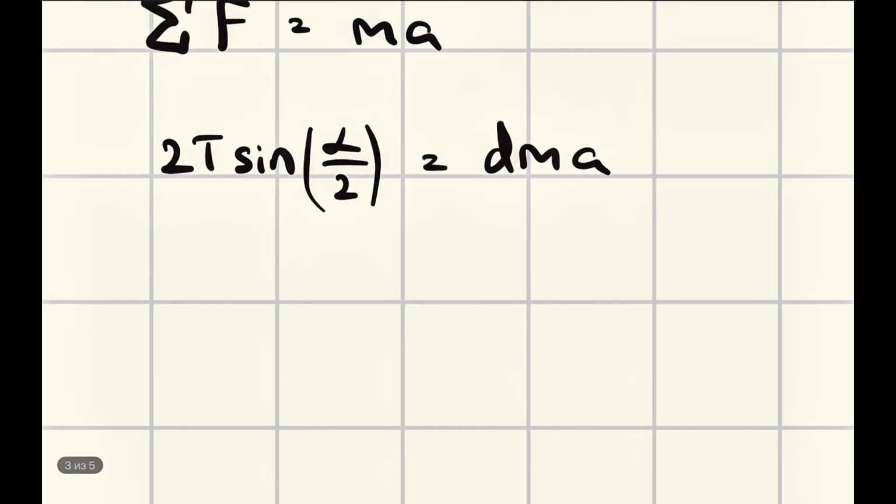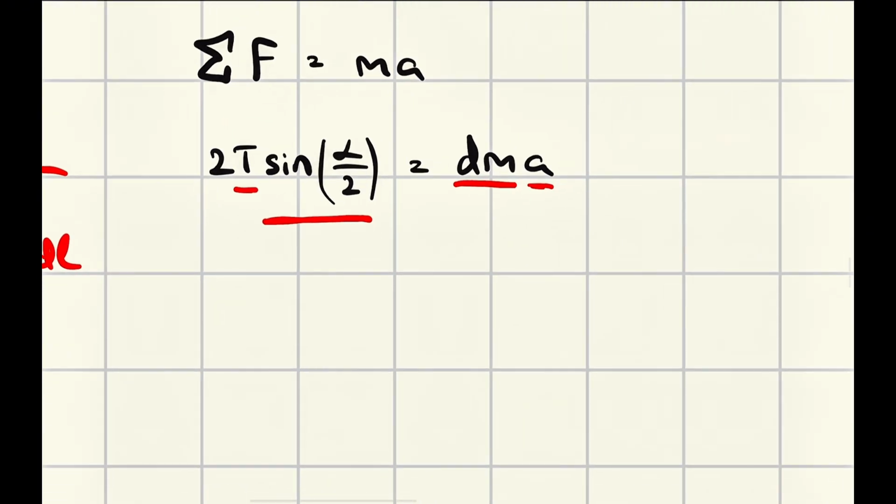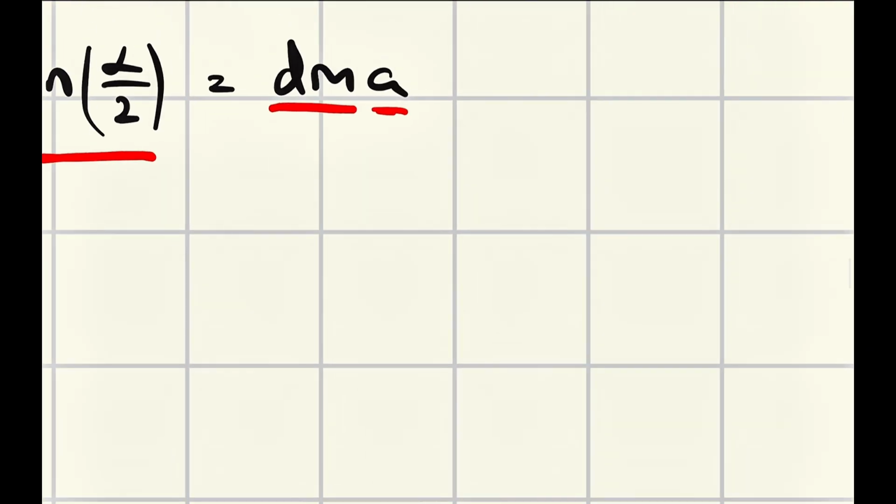However, we don't know many things, right? That's why we need to define all of these things. We need to define tension force. We need to define sine alpha divided by 2. We need to define dm, and we need to define acceleration, because we don't know any of them. And right now, let's try to find what they mean exactly. So first of all, let's start from the easiest one, which is acceleration.